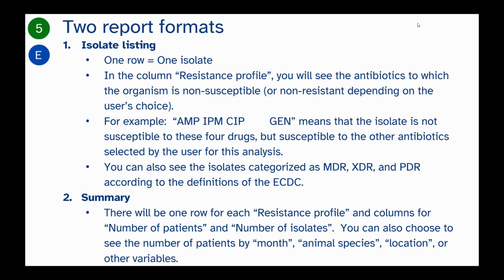You will see a column called resistance profile, and this column will tell you the antibiotics to which the organism is non-susceptible or non-resistant, depending on your choice. For example, if you see ampicillin, imipenem, ciprofloxacin, and gentamicin, that means that the isolate is not susceptible to these four drugs, but it is susceptible to the other antibiotics that you have selected for this analysis. These are the resistance profile antibiotics that you can select in laboratory configuration in the antibiotic area.